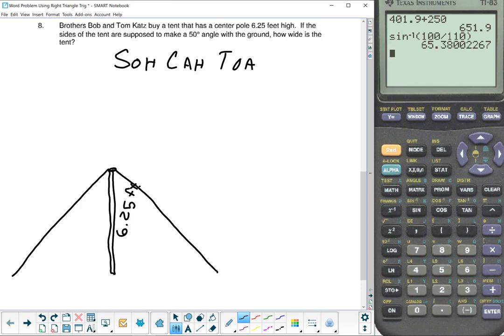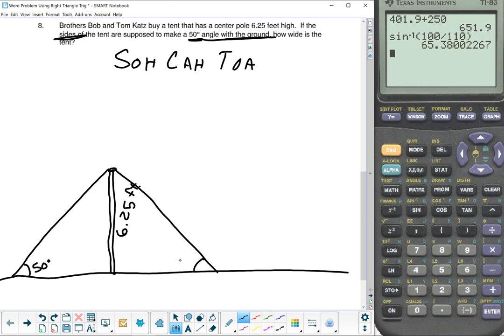We know it's perfectly symmetrical, as the sides of the tent are supposed to make a 50-degree angle with the ground. So here's the ground, and these are going to make 50 degrees. We're actually looking at only one side of it, one triangle. We don't work with the whole thing; we only work with half, and then we can apply it to the rest.